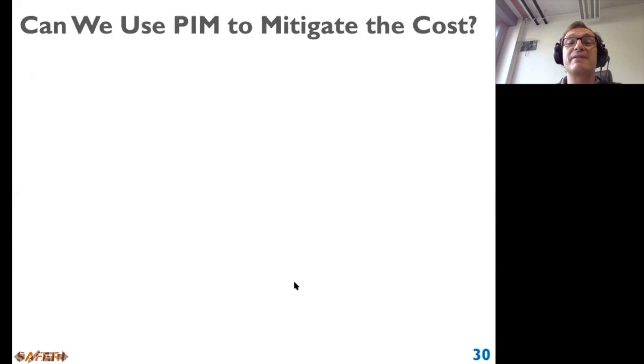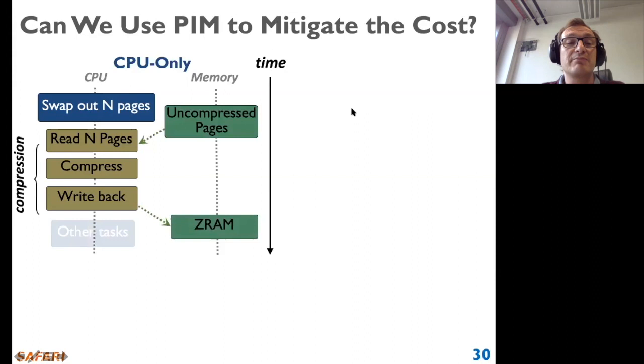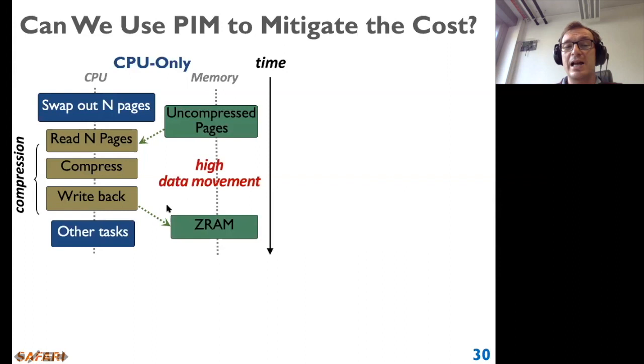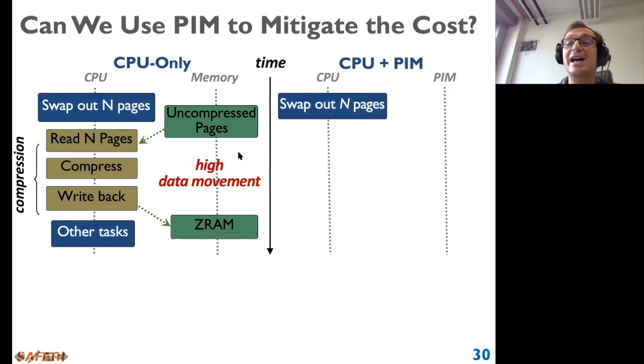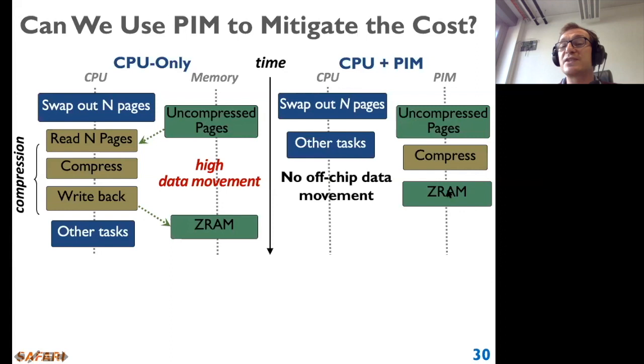Essentially, if you have a CPU-only system, let's assume that Chrome is swapping out some number of pages. To be able to do that, it first needs to read those N pages from memory, compress them in the CPU, and write them back into a compressed area in memory. So you basically move a lot of data in compression, as you can see, at least high data movement. If you actually do CPU plus PIM and do the compression on the memory side, you swap out the N pages and then tell the PIM, a near data processing engine, please compress these pages for me. The uncompressed pages do not need to move to the CPU or to another accelerator on the CPU, but can stay in PIM. They get compressed using the near data processing engine, and they get written inside the PIM, inside memory. So there's no off-chip data movement.